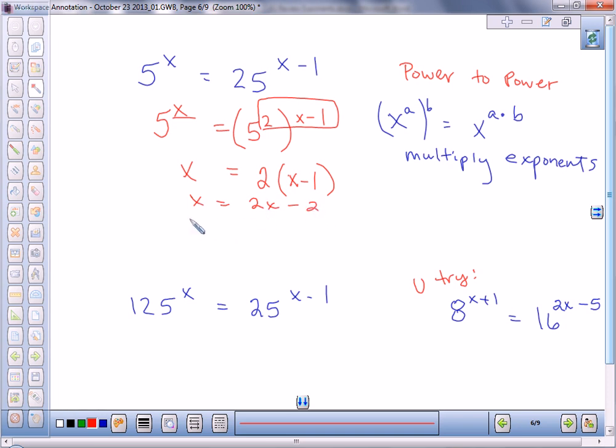Now, let's check to see if we did it right. How could we check? Plug it in. Where the x was, we put a 2. So we get 5 squared. What is 5 squared? 25. And over here we get 25 to the 2 minus 1, which is 25 to the first power, which is 25. Did it work? It did. Check. It worked.